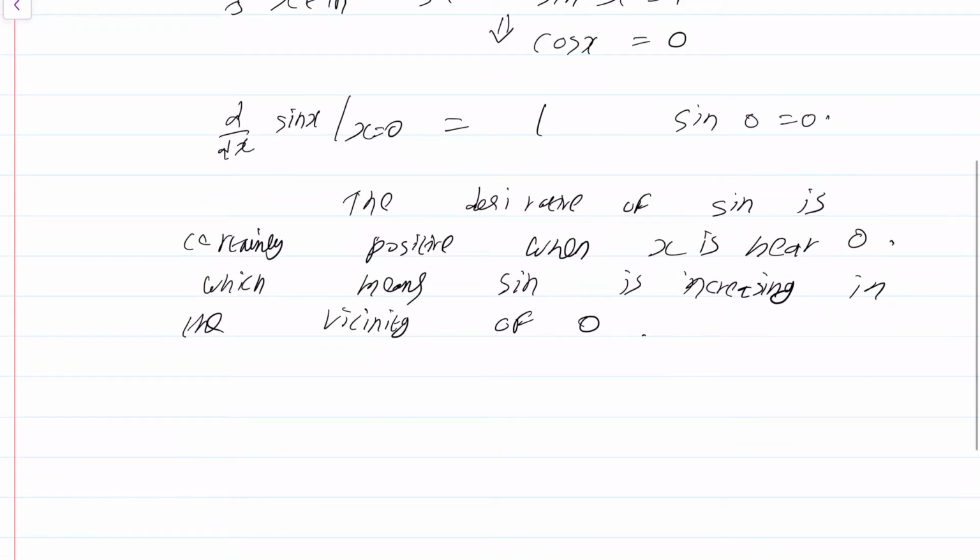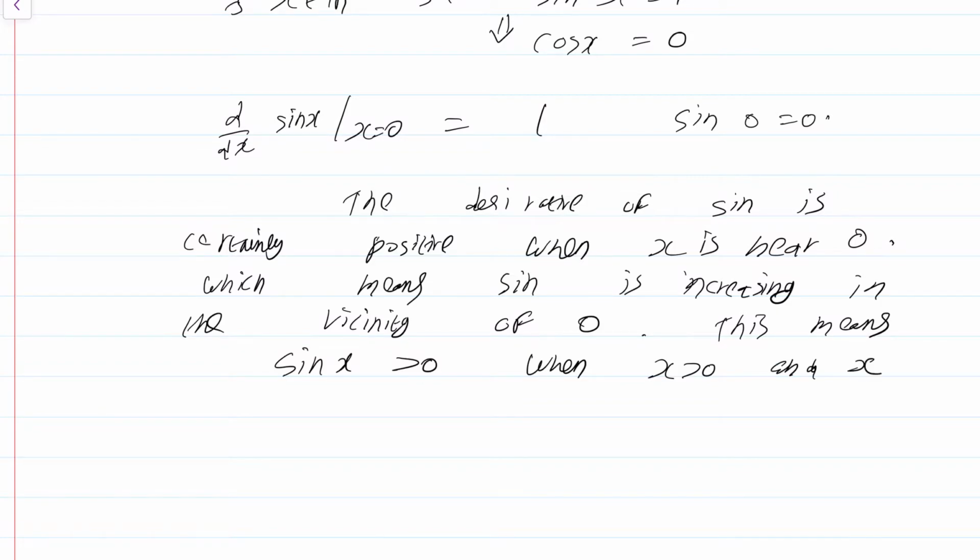This means sine x is greater than 0 when x is greater than 0 and x is close to 0, because sine 0 is 0. Because of that, sine will be increasing, and therefore sine x will be positive.